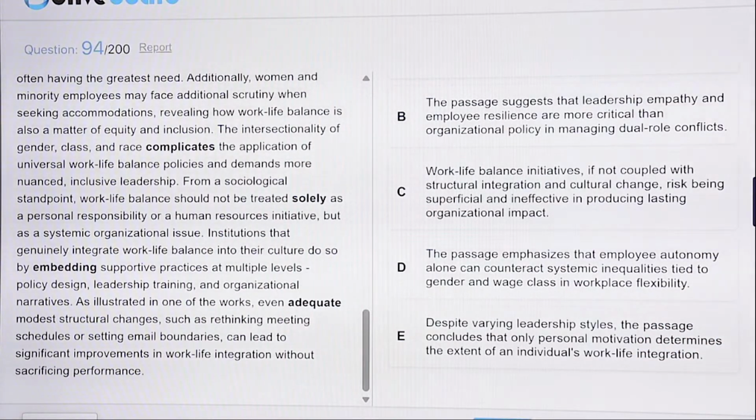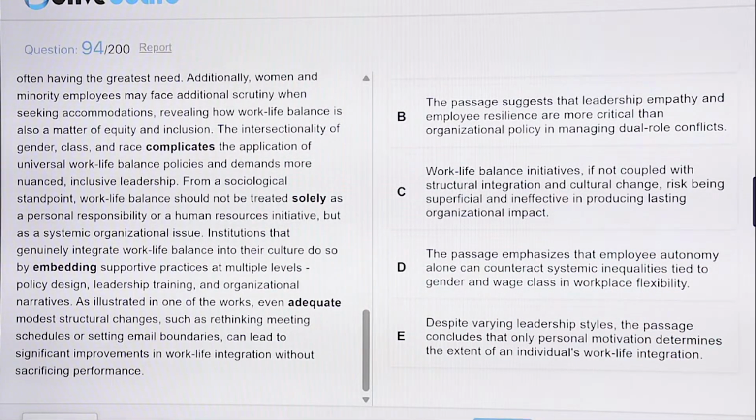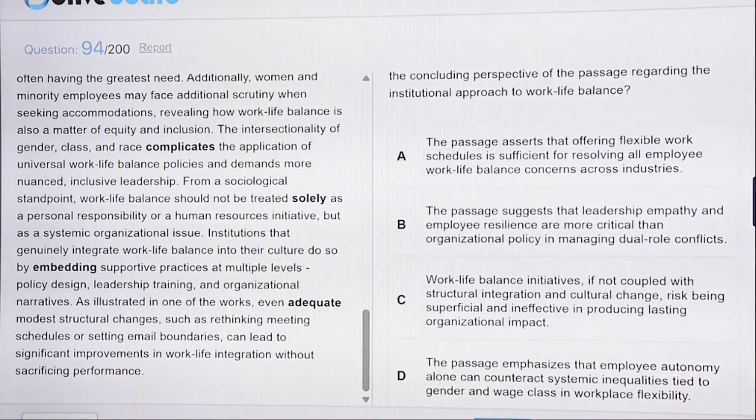Work-life balance initiatives, if not coupled with structural integration and cultural change, risk being superficial and ineffective in producing lasting organizational impact. Okay. The passage emphasizes employee autonomy? Not at all. The passage is not emphasizing the employee. It's not talking about any single employee, and that too autonomous, who can do everything. No. Despite varying leadership styles, the passage concludes only personal motivation determines the extent. Either the first one or the second one or the third one.